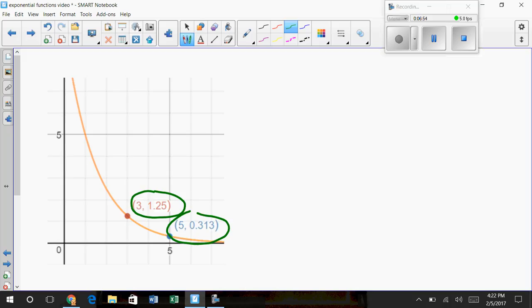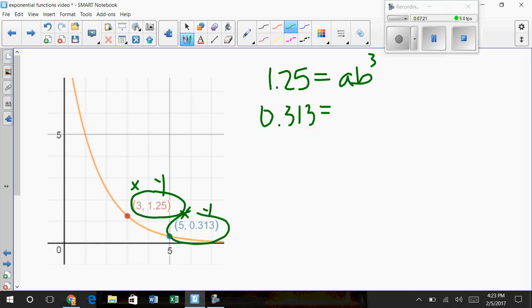So the easiest thing I can do is go ahead and set up a system of equations. I'm basically going to fill in my x's and y's in 2 different exponential function formulas. So I would put 1.25 equals, I don't know, a times b to the third. So I'm putting in those values for x and y, and then right underneath it, I'm putting the other x and y values in.